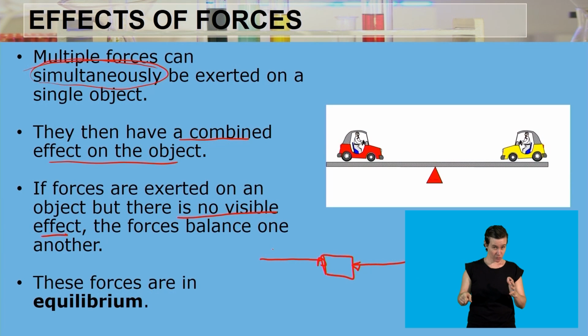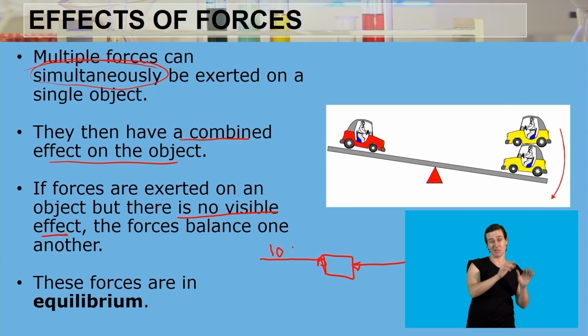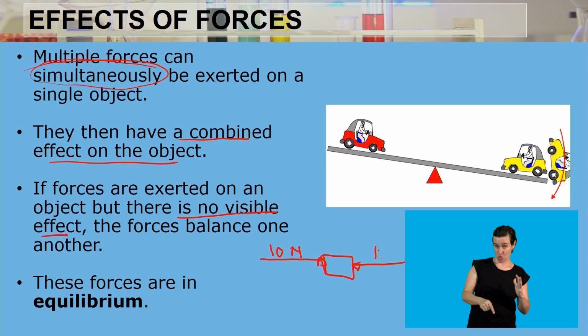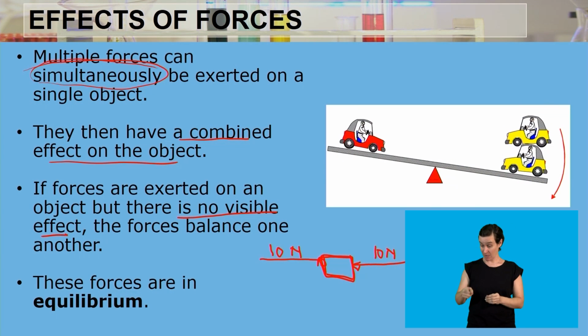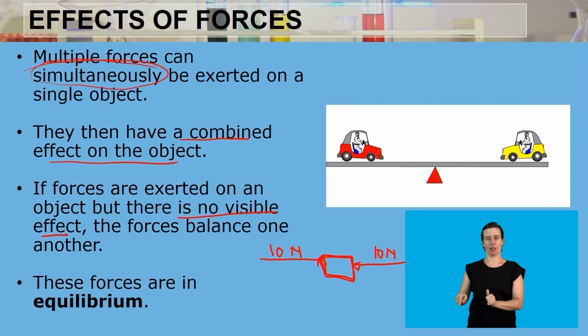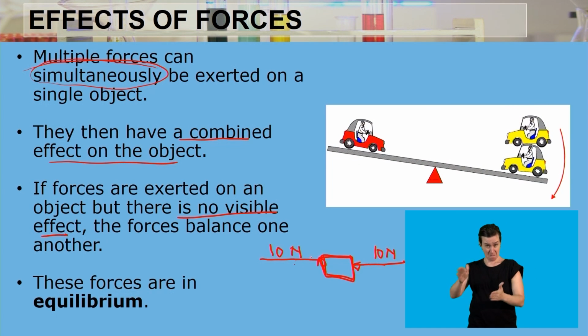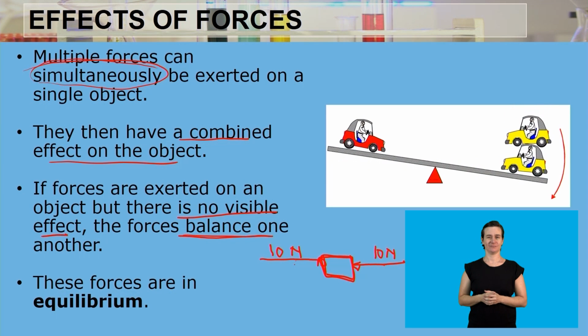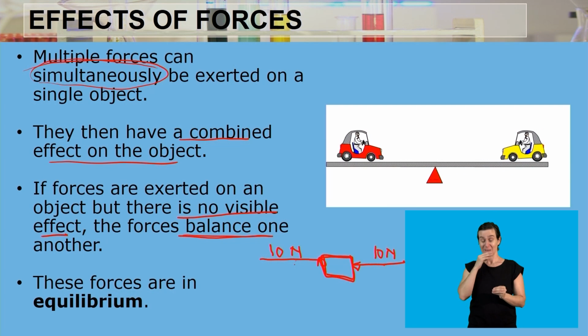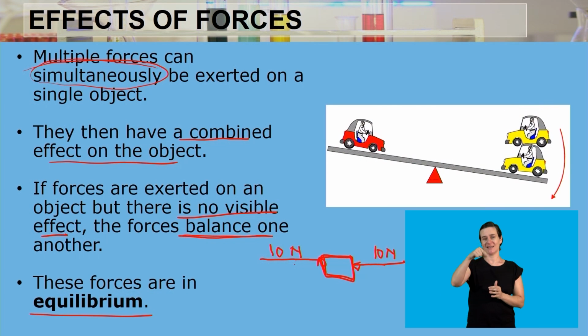Now, assuming that we are applying a force of 10 newtons to the right and a force of 10 newtons to the left. Now, if this object doesn't move, that means that the two forces applied onto this object are going to be balanced. They are going to balance each other. Also, because this object will not move, those two forces are said to be at equilibrium.